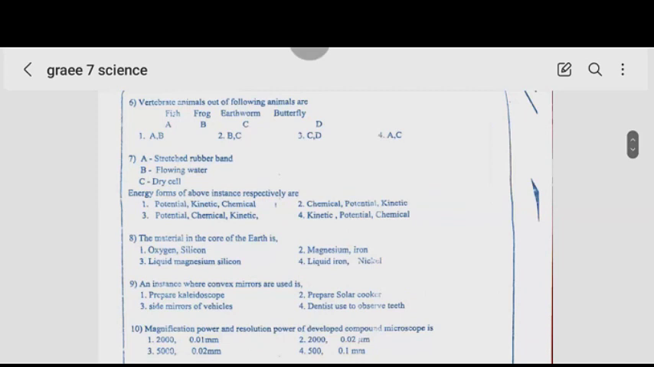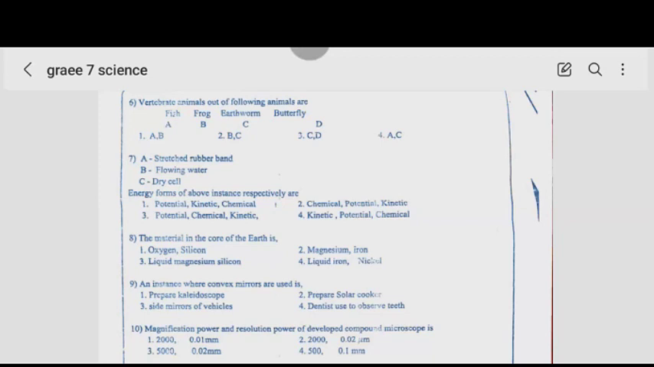Which of the following animals are vertebrate animals? Who is called a vertebrate, children? Vertebrate animals are animals that have a backbone. Very good. Let's find the backbone-having animals from here.